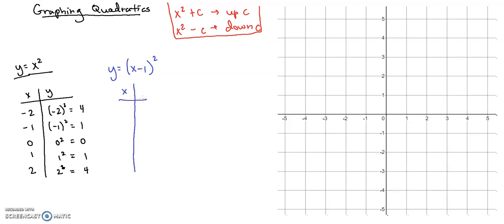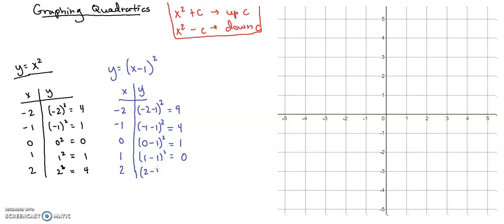Alright, this one's a little bit harder to see what's going on, but as long as you get the general idea, that's what we're hoping for. So we're going to plug in all those same values, and let's see what happens. When we put negative 2 in here this time, order of operations says we've got to do what's inside the parentheses first, and then square it. So I'm going to have negative 3 squared, which gives me positive 9. Negative 1 gives me negative 2 squared, which is 4. 0 gives me negative 1 squared, which is 1. That gives me 0 squared, which is 0. And this gives me 1 squared, which is 1.